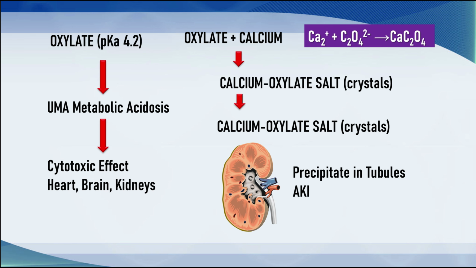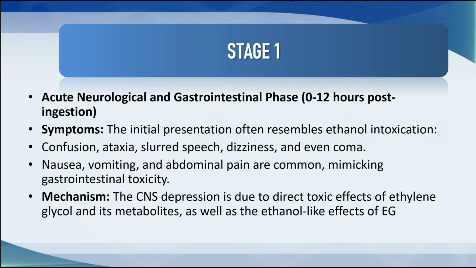So with ethylene glycol poisoning, there are a number of stages of disease. The first stage is acute neurological and gastrointestinal anomalies that are seen between 0 and 12 hours post-ingestion. The patient looks like they're drunk. They get confusion, ataxia, slurred speech, dizziness, and sometimes even become comatose. They may develop nausea and vomiting or abdominal pain like Matthew, and sometimes this looks like they have an abdominal problem going on. And a lot of this is due to CNS depression associated with the direct toxic effects of ethylene glycol and its metabolites, as well as ethanol-like effects.